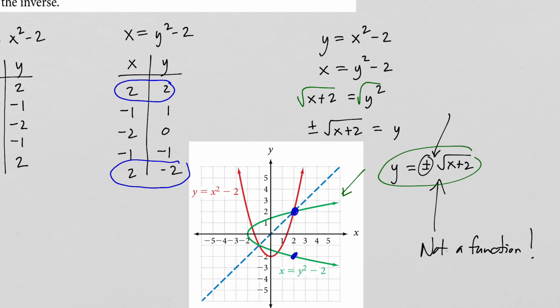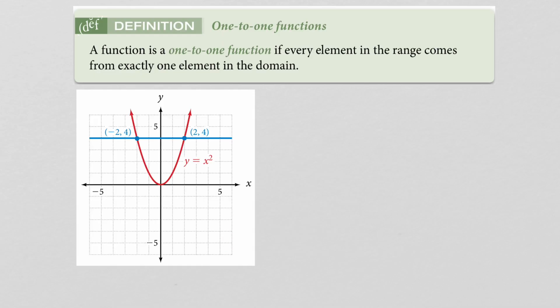So now we need to talk about when do we have an inverse function and when do we not have an inverse function. So to talk about this, we need to define what it means to be a one-to-one function. So a function is one-to-one if every element in the range comes from exactly one element in the domain. So if we just consider the function y equals x squared, I'm going to ask the question, is this one-to-one?